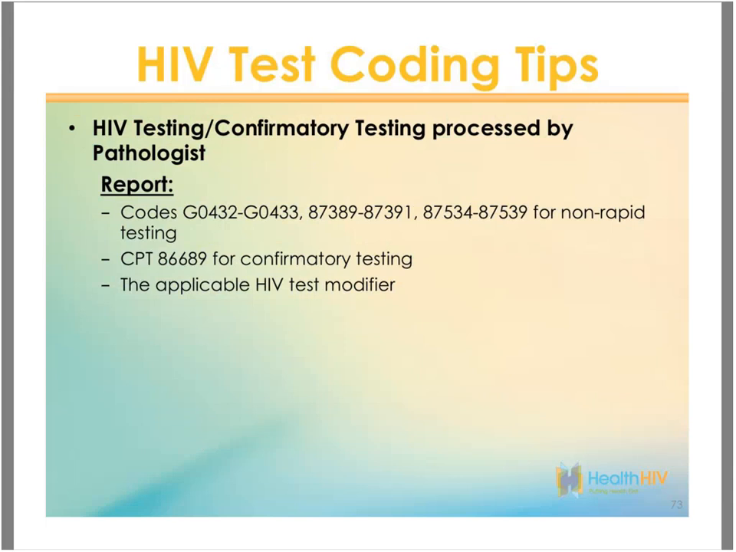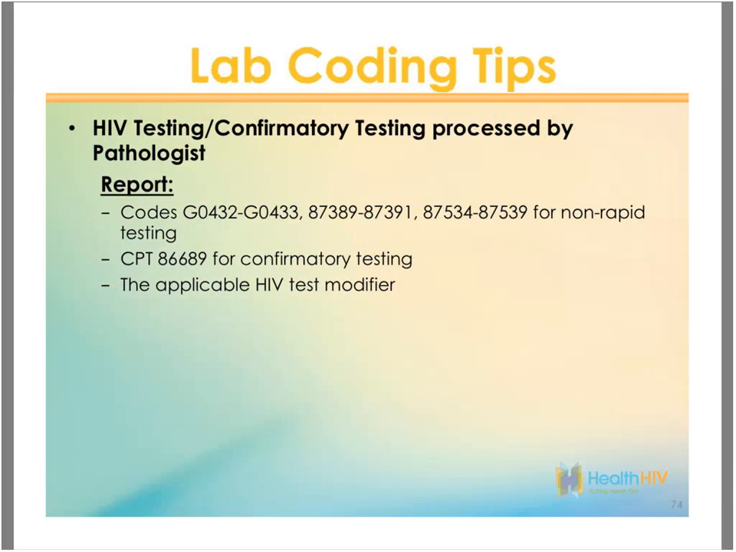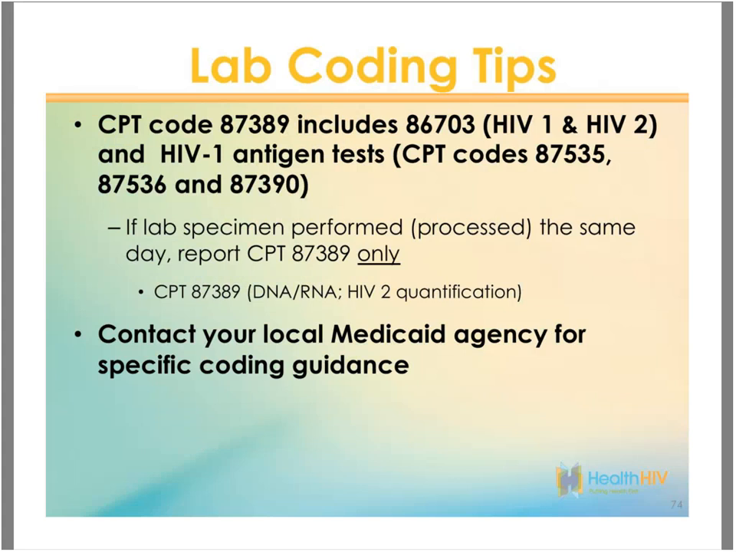We didn't really talk about confirmatory testing, so I'm going to skip past that. But here are the codes that reflect your HIV testing. 86701 was the code for the rapid point of care test. This slide just gives you an overview: for the services for an HIV 1 and 2, the coding guidelines state that you should use 87389.